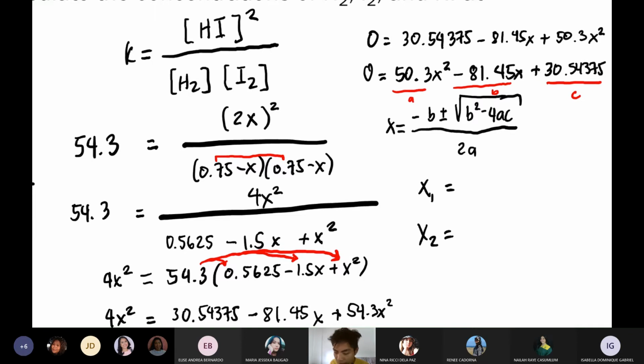So 81.45, 54375. Na-solve ko na yung value ng x. Agad-agad. So, ano yung value ng x ko? The first value of x will be positive 1.029. The second value of x will be positive 0.5898. So, that will be 0.590 na lang.